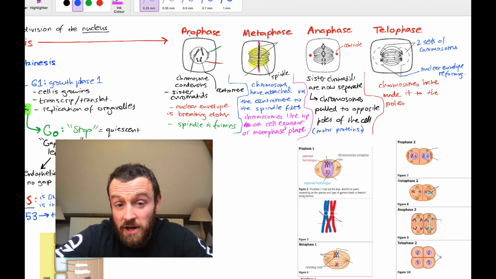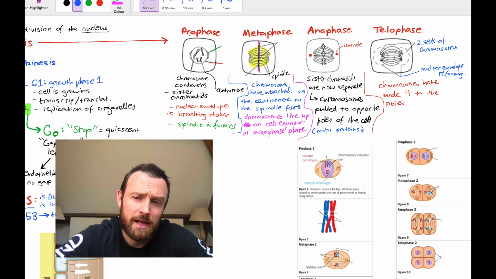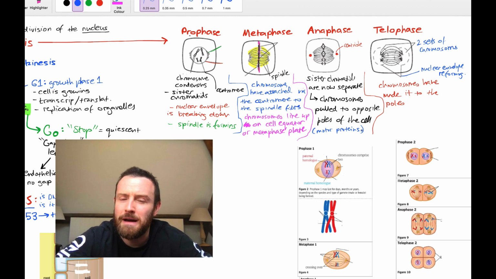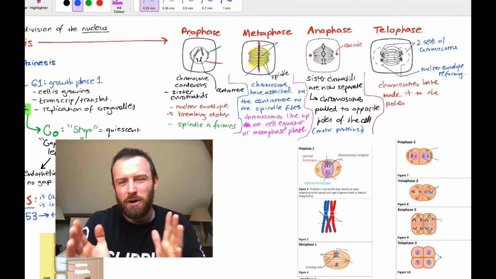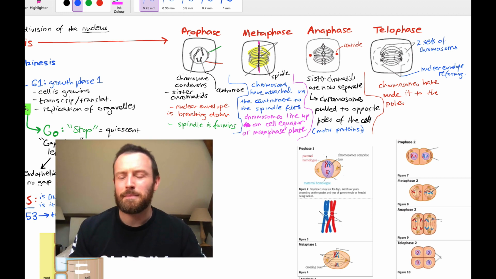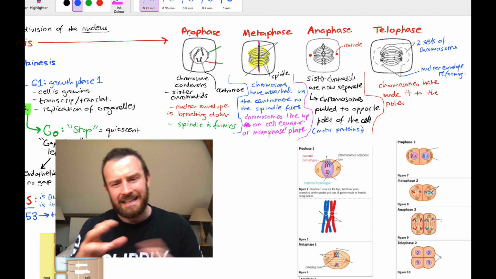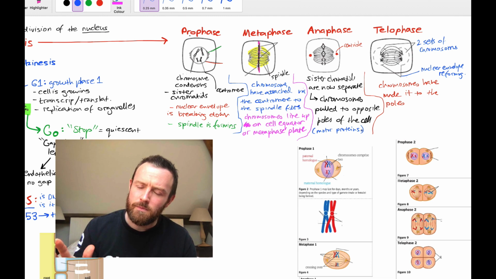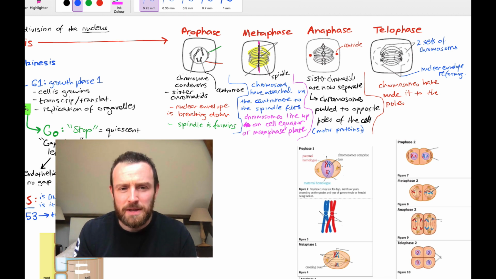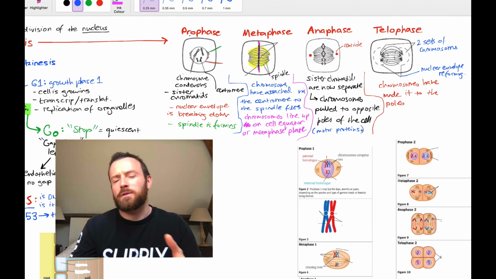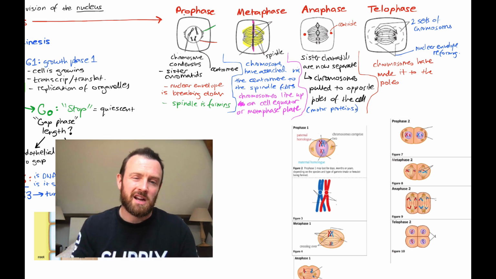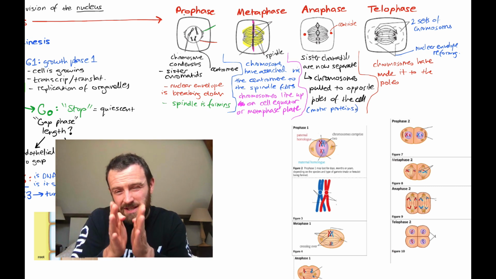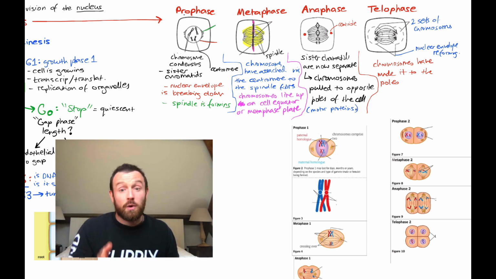Now, when I'm showing that video, don't worry, sometimes they'll include more phases than we need to know about, like prometaphase, which is halfway between prophase and metaphase, or early anaphase and late anaphase. You don't need to know much about the distinctions between those, but as we proceed in biology, we can divide up those phases into even smaller pieces, but don't worry about that too much.